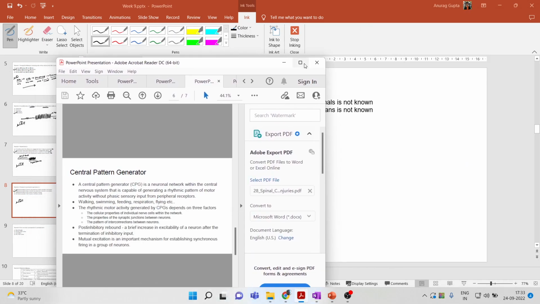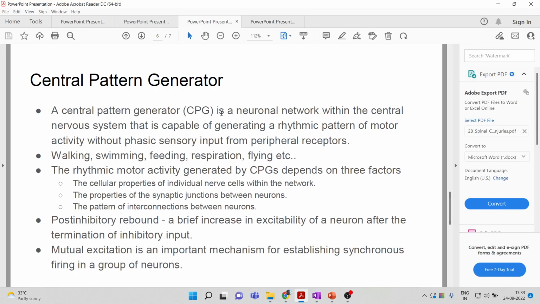You can just go through the slide to get an idea. So central pattern generators is a neuronal network within the central nervous system that is capable of generating a rhythmic pattern of motor activity without phasic sensory input from peripheral receptors. This is seen in animals, for example, birds that are flapping continuously to fly, or in fishes that are swimming, or also in respiration. It is proposed that this is due to the central pattern generator circuitry.